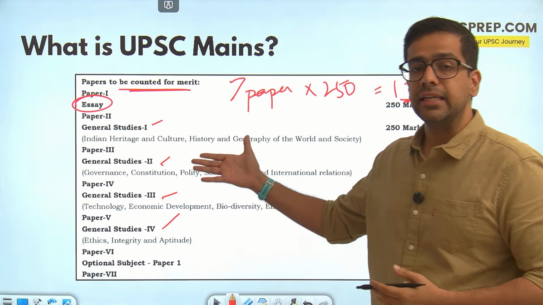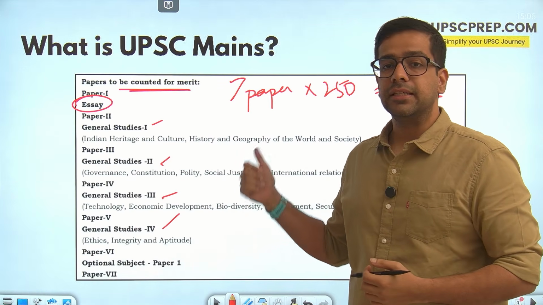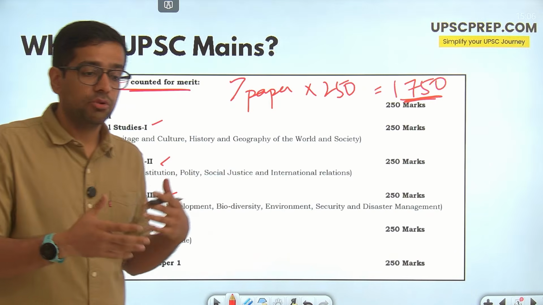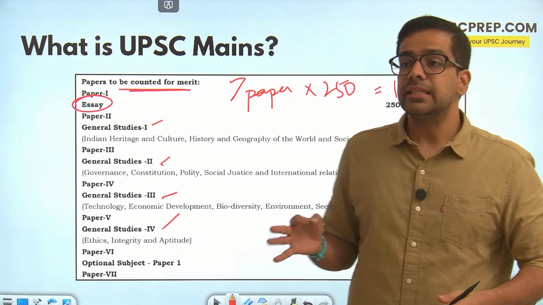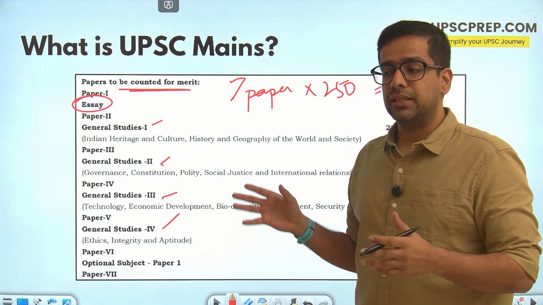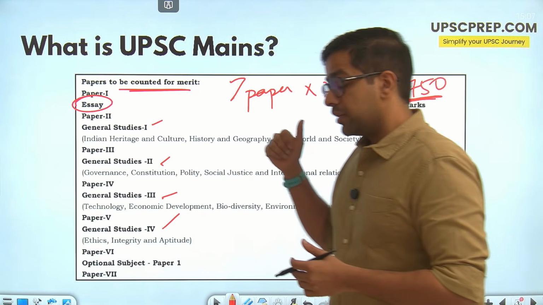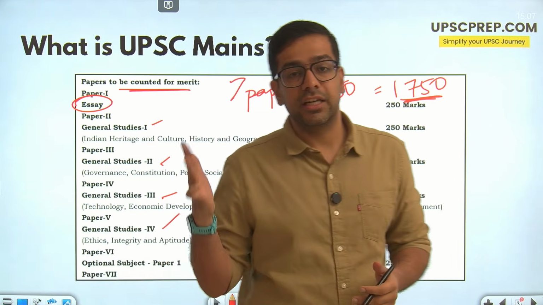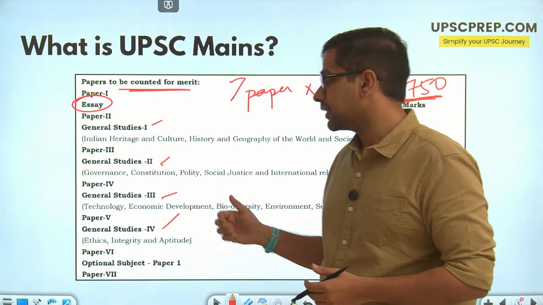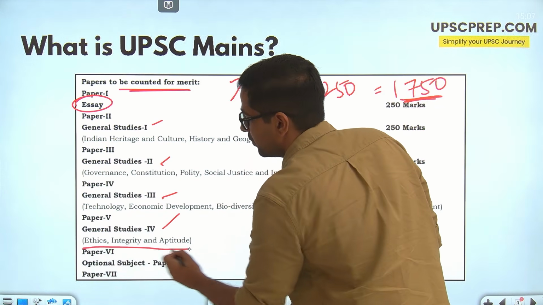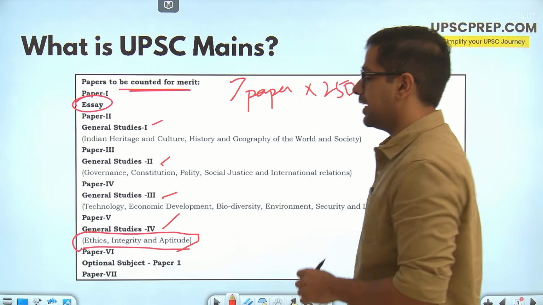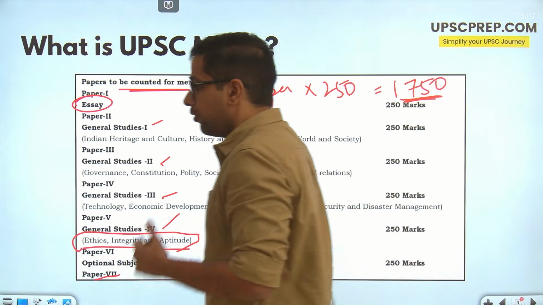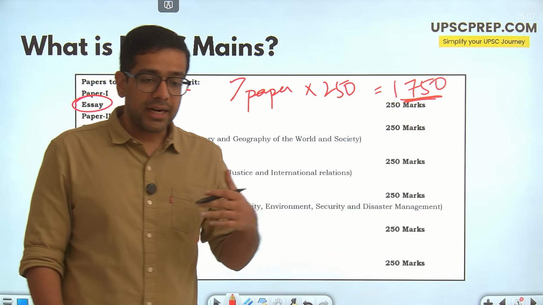GS 1 mein you have Indian history, heritage, culture, then you have Indian society, then you have geography. GS 2 mein governance, constitution, polity, then you have social justice, international relations. GS 3 is sort of a catch-all subject where a lot of things are covered. You have Indian economy with a special focus on agriculture. There is internal security, disaster management, environment, science and tech. A lot of things come up in GS 3. Finally, GS 4 का जो paper है हमारा, that is ethics, integrity and aptitude, and then 2 papers of optional subject. All of these papers require you to write and write quite a lot.